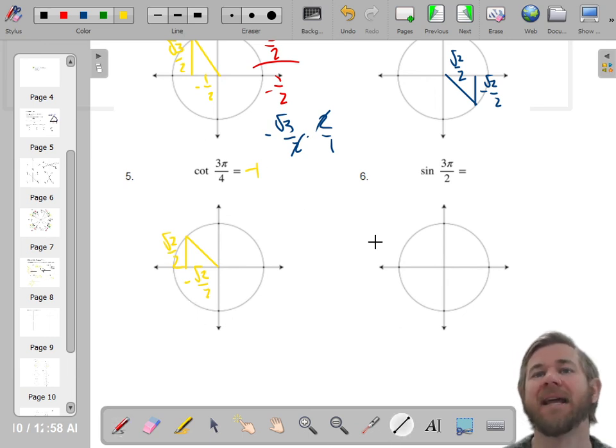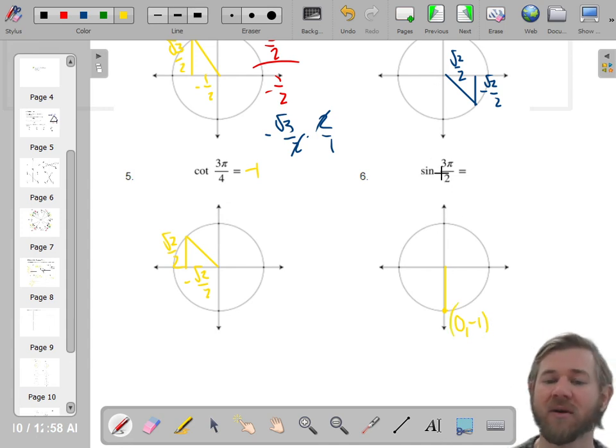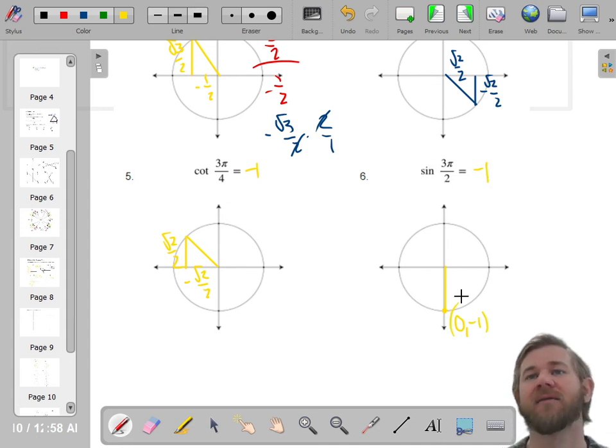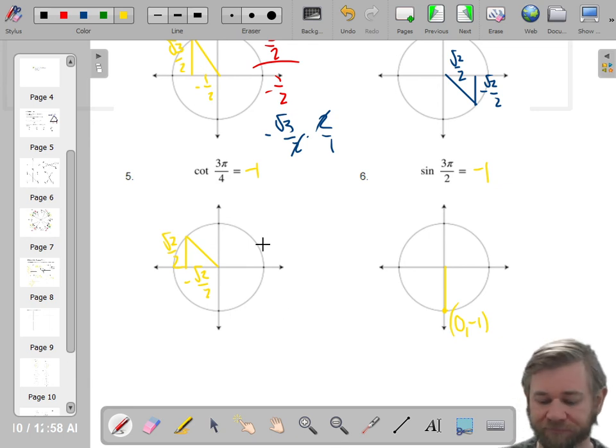One more, sine of 3 pi over 2. So 0, 1 pi over 2, 2 pi over 2. This is 3 pi over 2 down here. So I like to label that point 0, negative 1. And if they say I want the sine coordinate, the sine is the y. So the sine of 3 pi over 2 is negative 1.